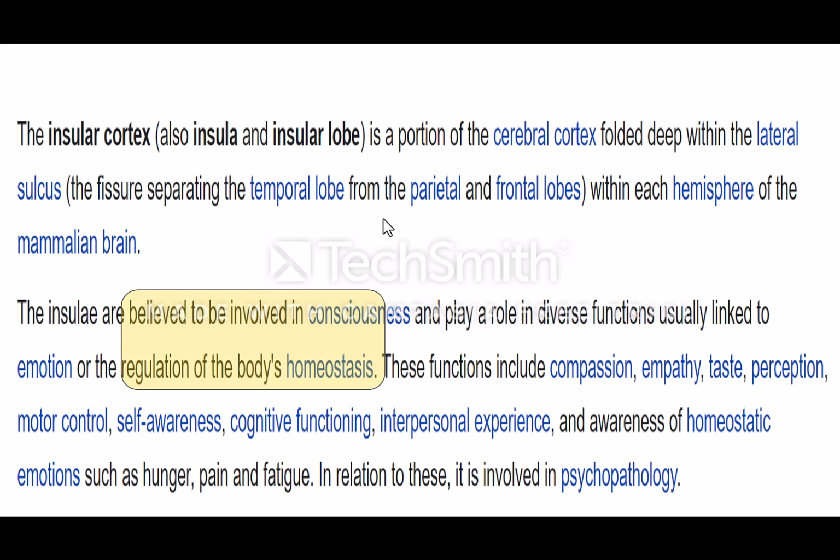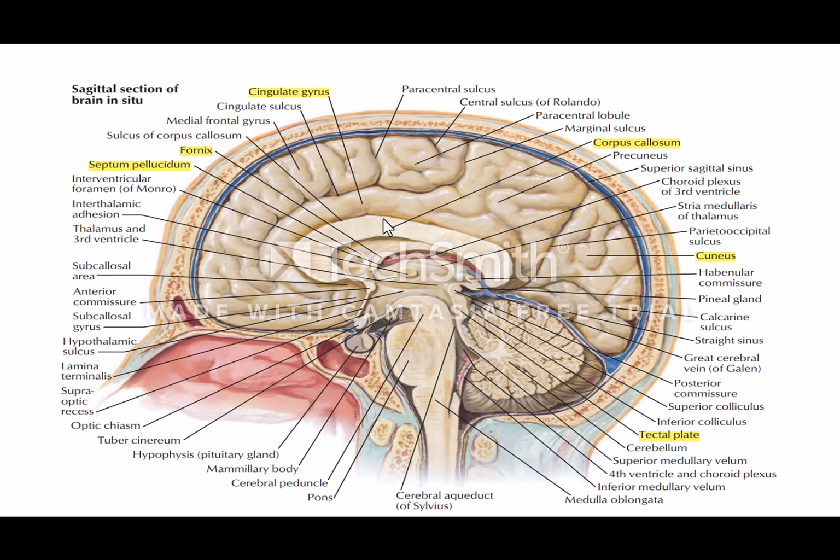awareness of homeostatic emotions, hunger, pain, fatigue. So the insula is thought to be involved in our psychology, who we are as humans. The limbic system, which you get to learn about, also contributes to that control of our emotions. But this insular cortex is also said to be involved in compassion and even motor control.